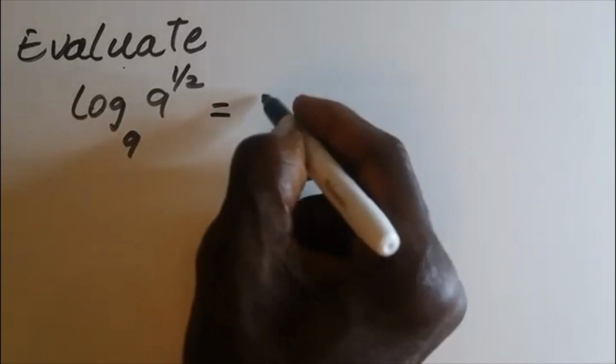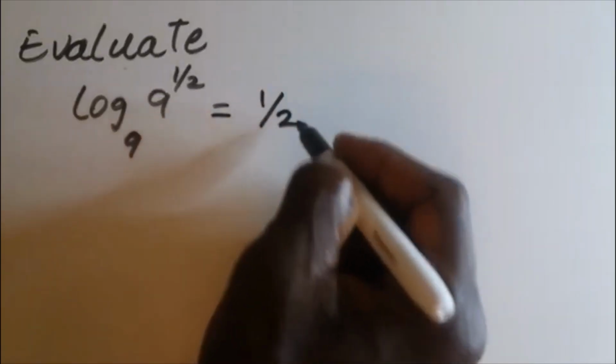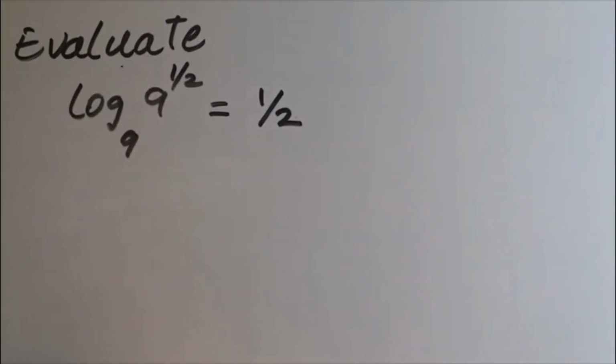With a base of 9, what power or index should we raise it to get the square root of 9, or 9 to the half power? It must be a half, because if we raise 9 to the half, we get 9 to the half.